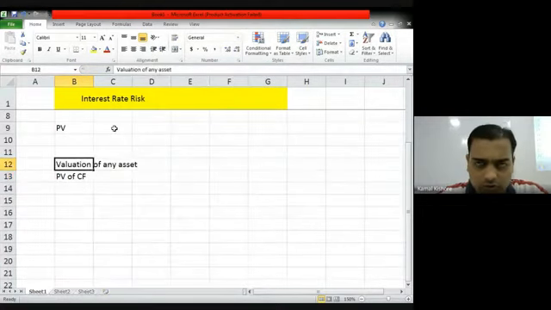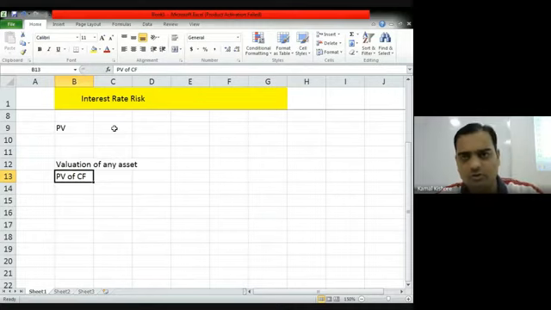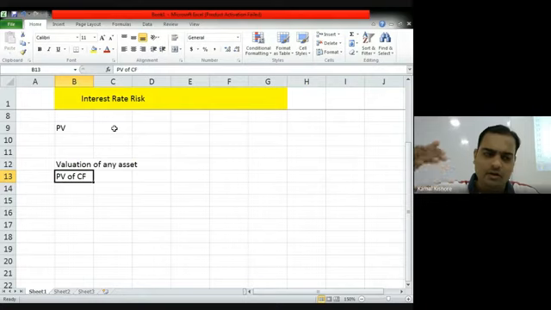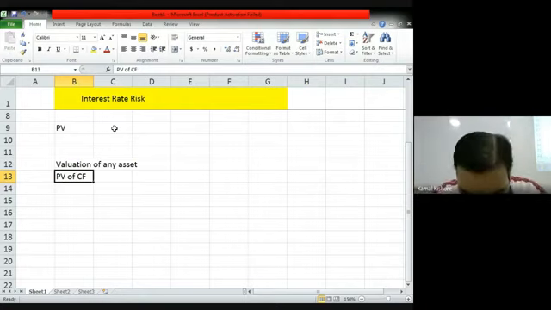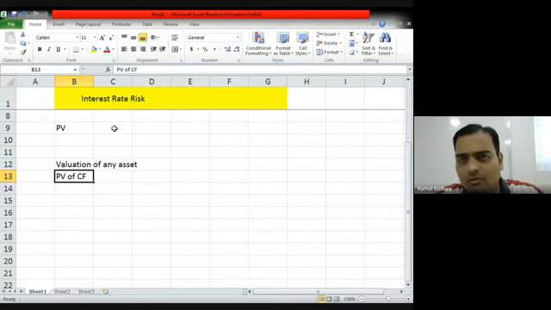This is across all the asset categories. Very simply, whatever are the cash flows associated with that asset in the future, this year, next year, after 2 years, 3 years, 4 years, 5 years, and indefinite time also, perpetuity also we consider. The present value of all the cash flows of that asset, the net present value, becomes the valuation of that asset.